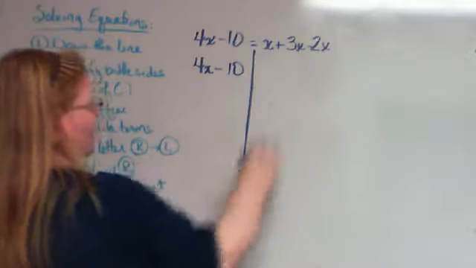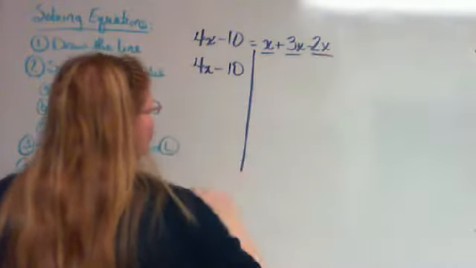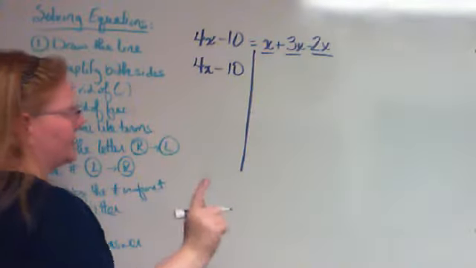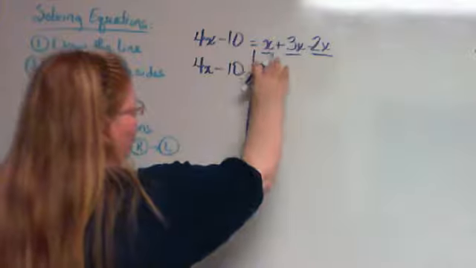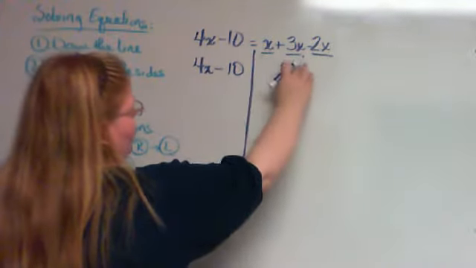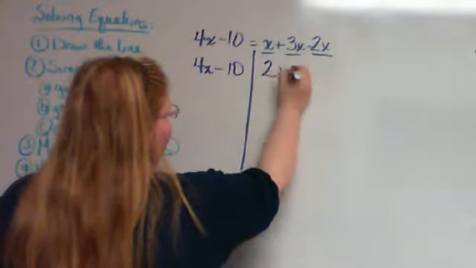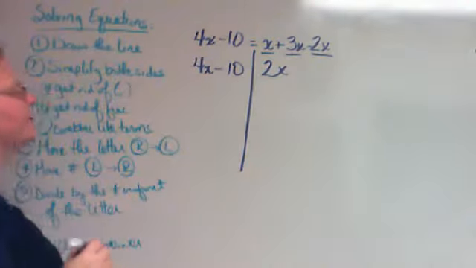Over here, I got a whole bunch of letters. Can't have that. Gotta have it down to 1 letter and 1 number. That's the most I can have. I can have less, can't have more. So, since I have more than 1 letter, I've got to make it just 1 letter. X plus 3x is 4x minus 2x gives me 2x.